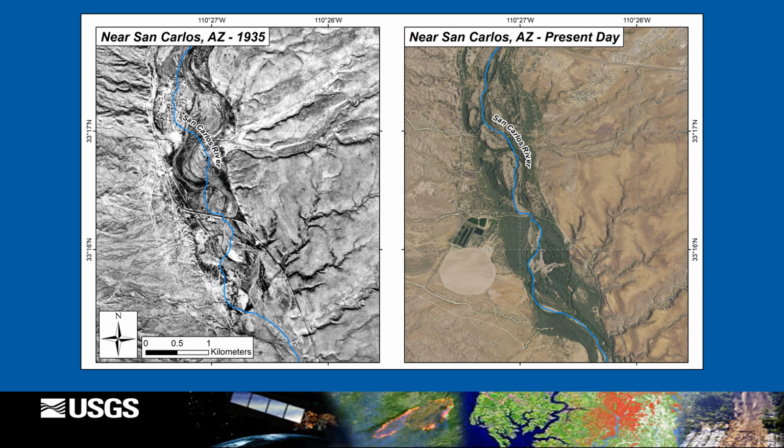We propose a similar analysis to study the change in riparian vegetation cover along the Gila and San Carlos rivers. So in this map, we have the 1935 imagery on the left and present-day high-resolution NAIP imagery from 2019 on the right. We can analyze the imagery to identify various characteristics of the vegetation, such as density and composition, as well as the location of primary and auxiliary flow channels.